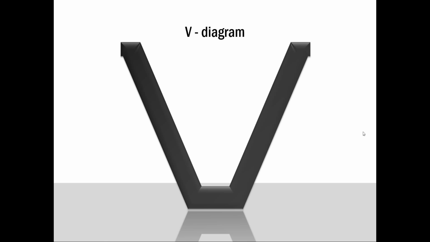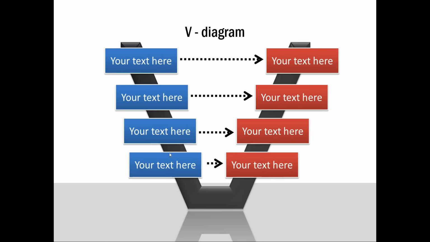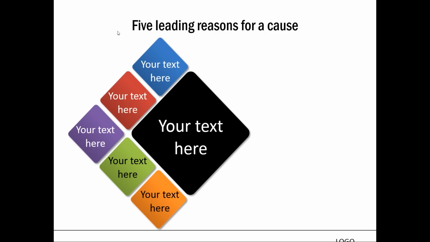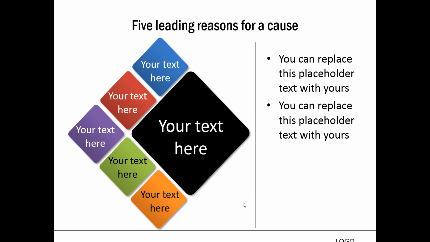And this is about the V diagram. Here you can see how the diagram is drawn very simply, and each element comes on click. So that is how you create various business diagrams. And even if it is about a very simple diagram, not a model which is named like the one that we have seen earlier, a simple thing like 5 leading reasons for a cause, like this one, we can actually use very simple shapes to create our diagrams.